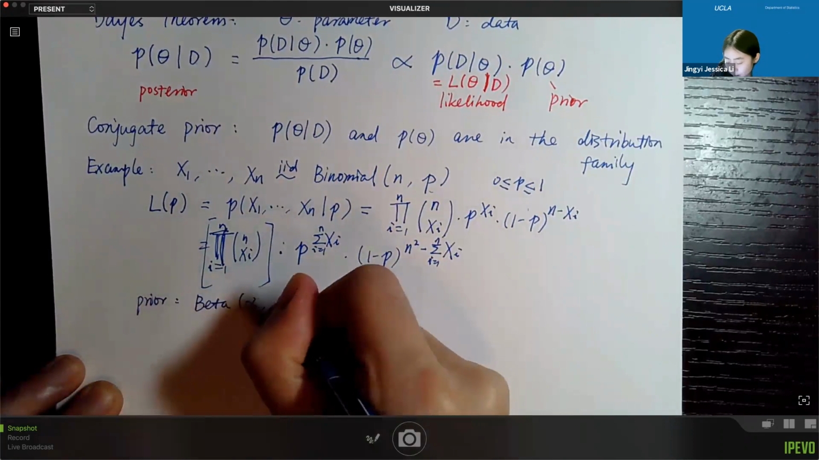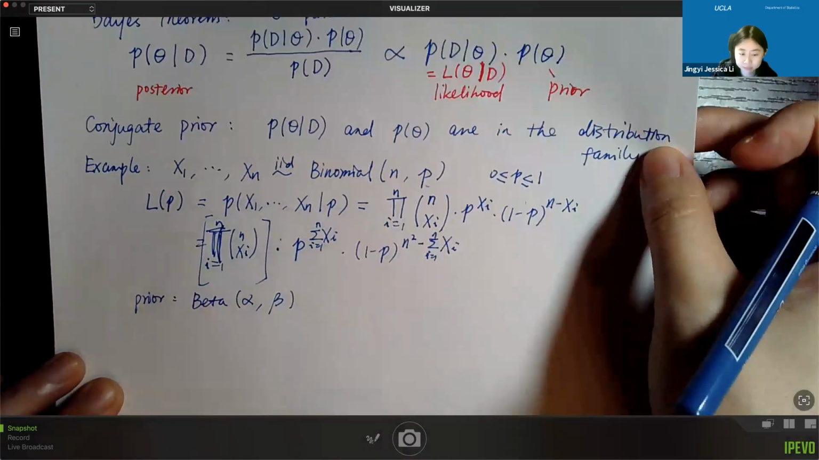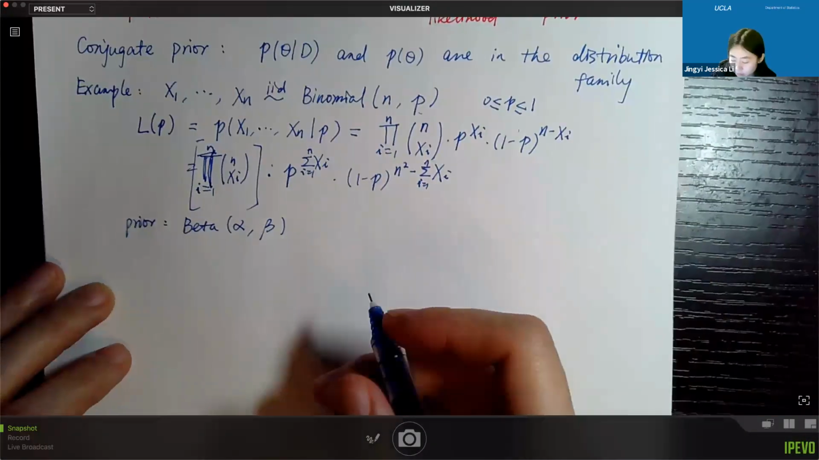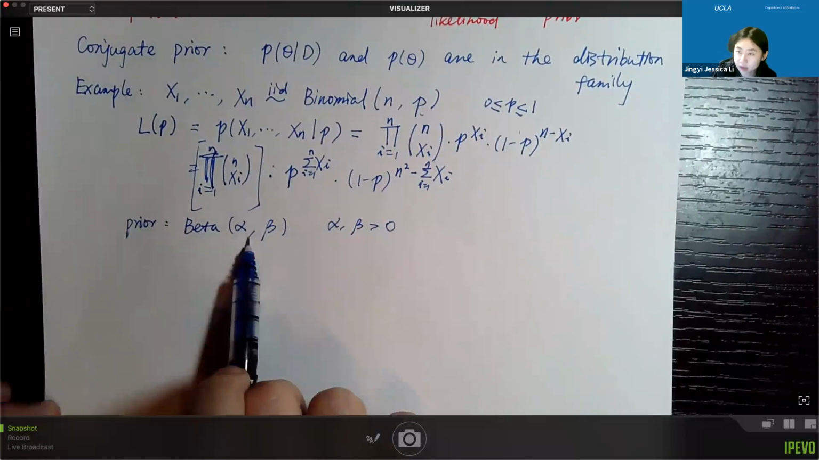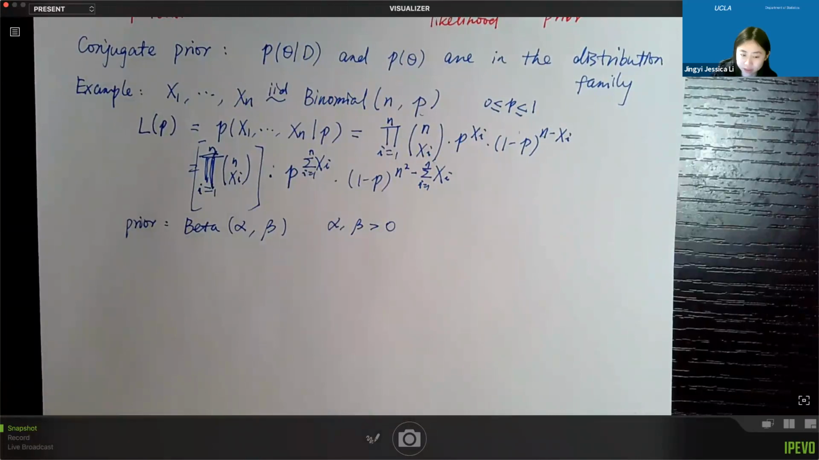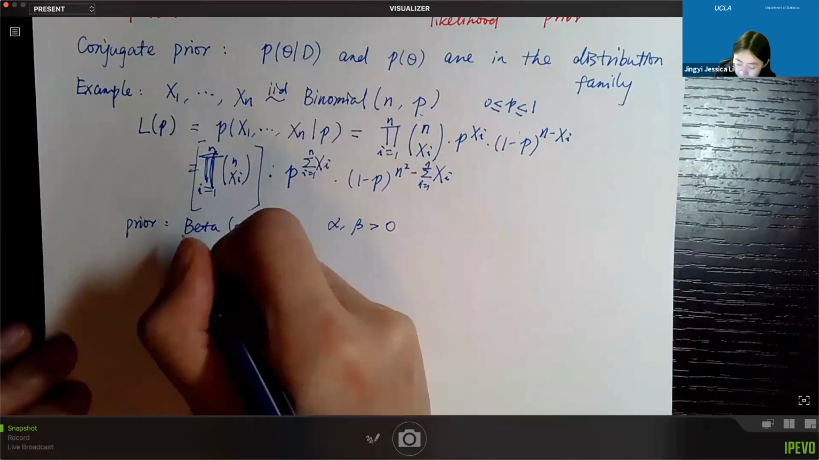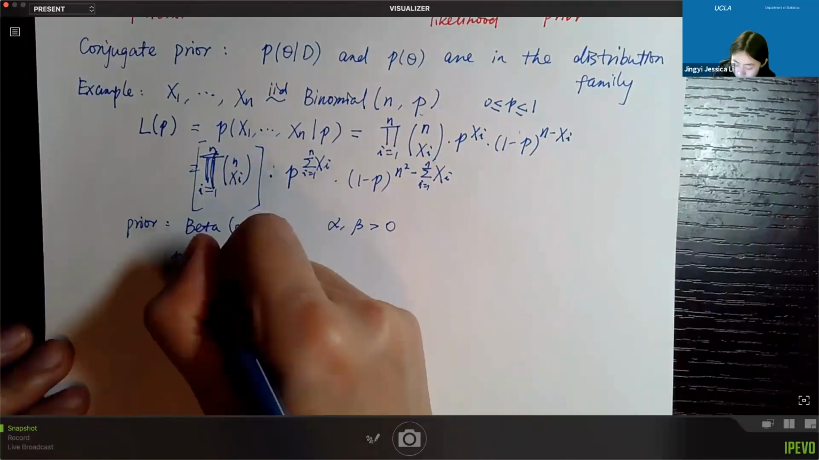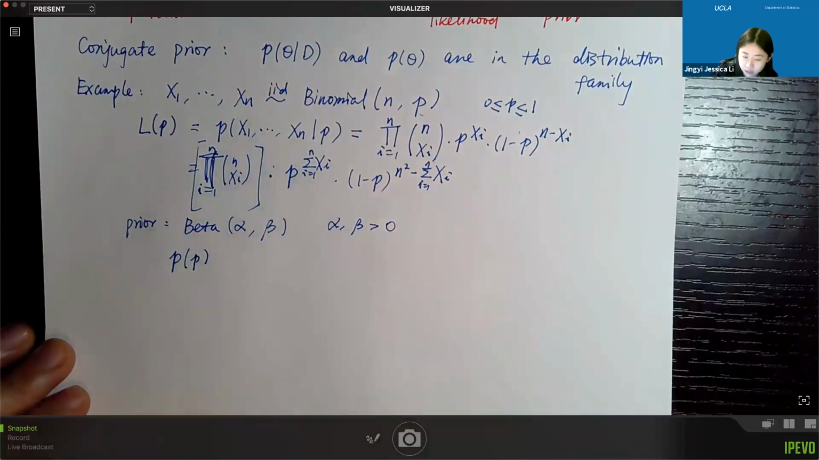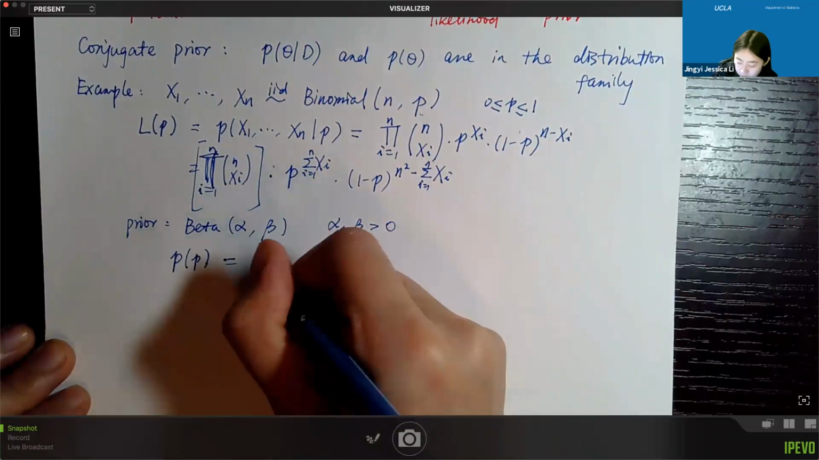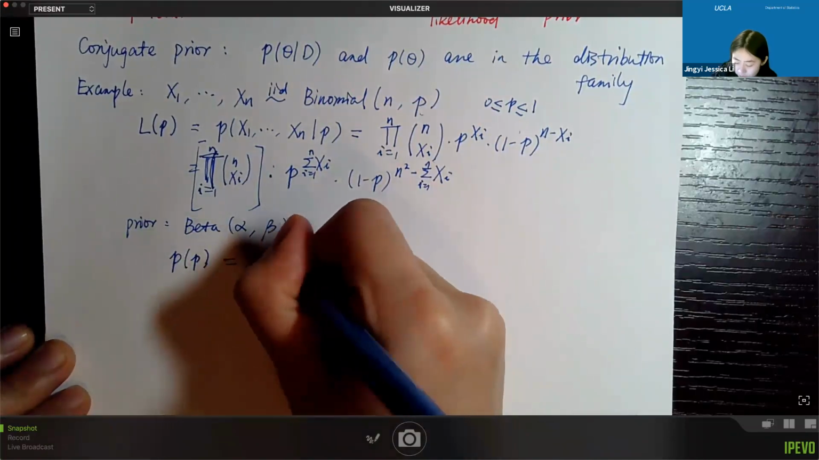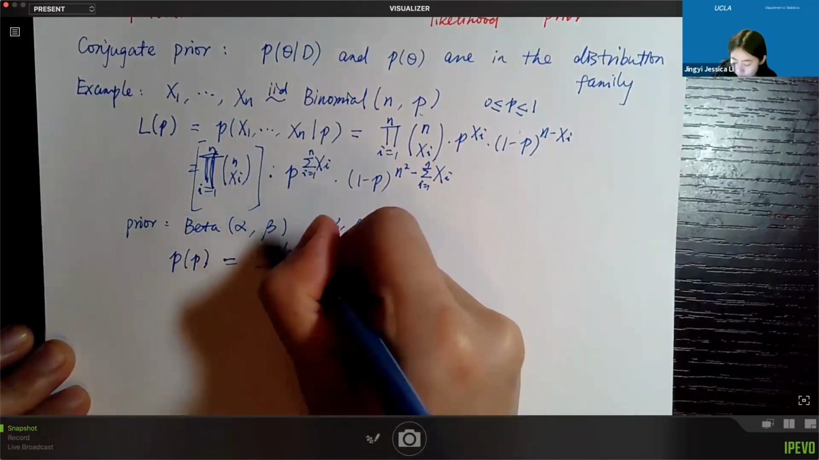beta needs two parameters. Let me call them alpha, beta, and both of them must be positive. Now let's assume that alpha and beta are known, or we specify them. Then the prior distribution for p will have this form. This is some gamma function of alpha plus beta.